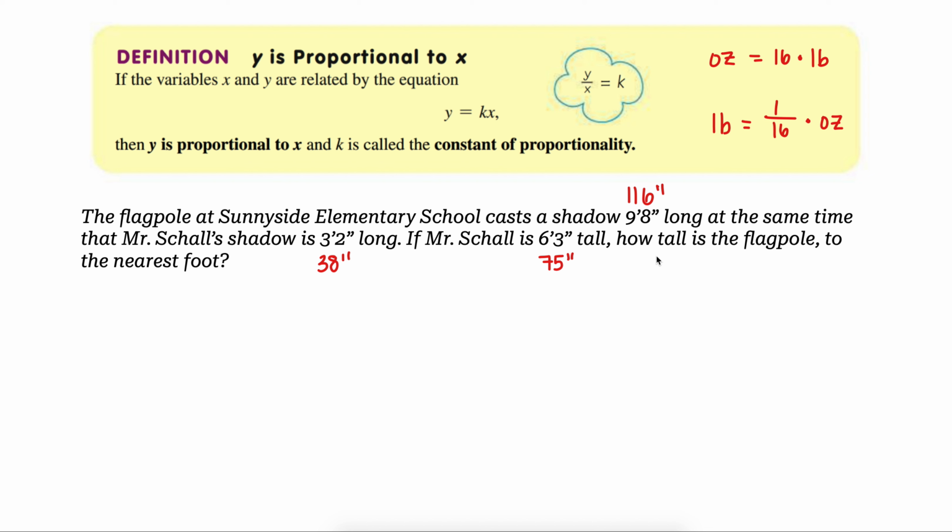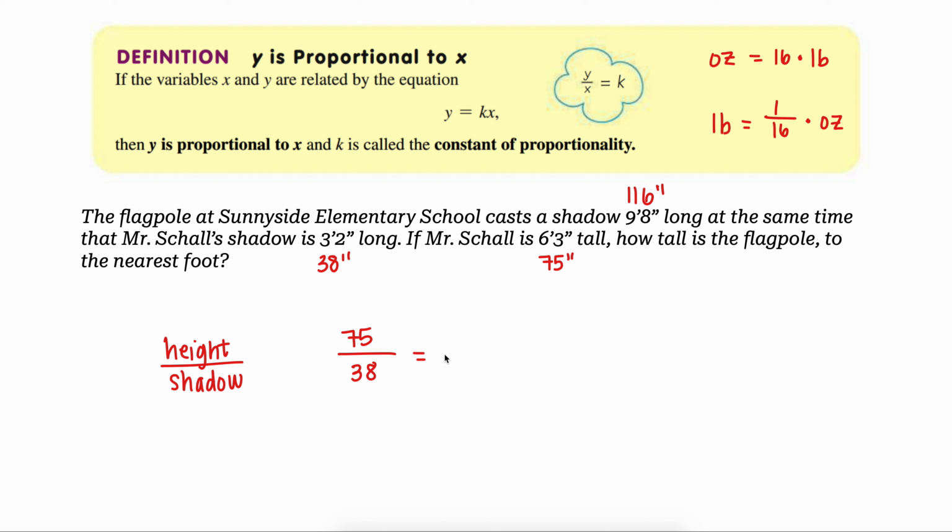So I'm going to set up a proportion, and I want to show you where this constant of proportionality would be found. You can set up the proportion a couple different ways. What I'm going to do is do the heights in the numerator and the length of the shadow in the denominator. So I'm going to start with Mr. Shaw, the teacher. He is 75 inches tall, and his shadow is 38 inches long.